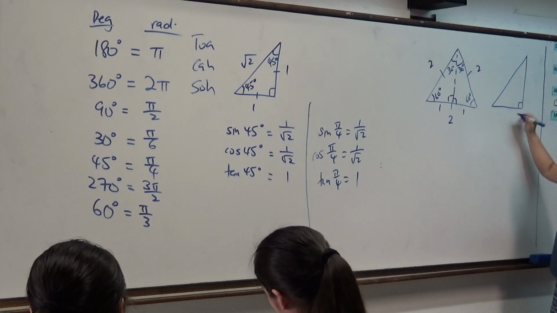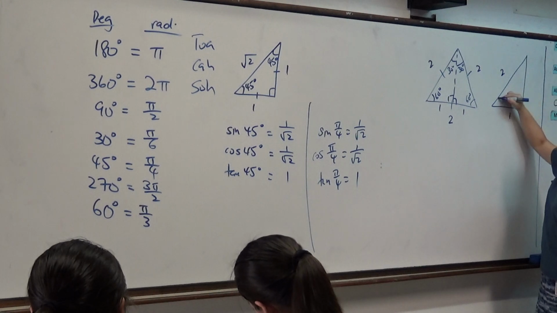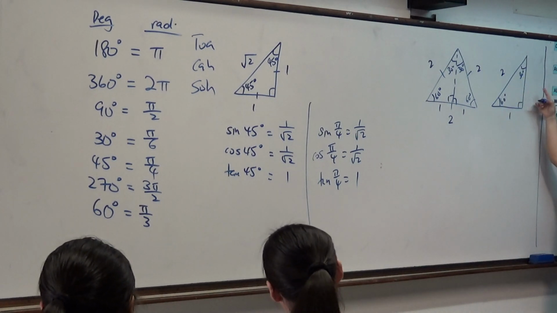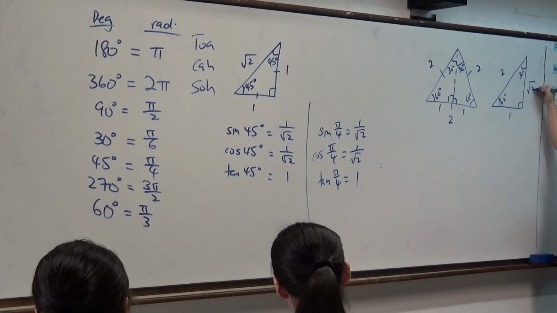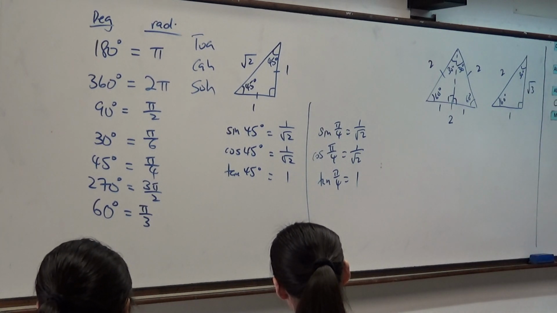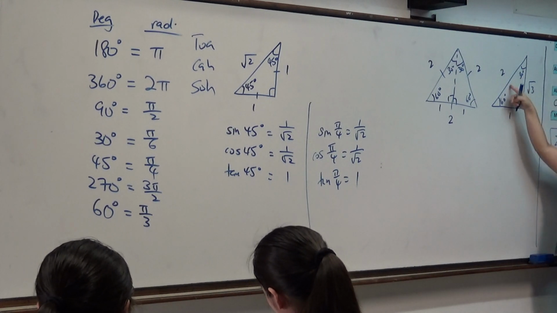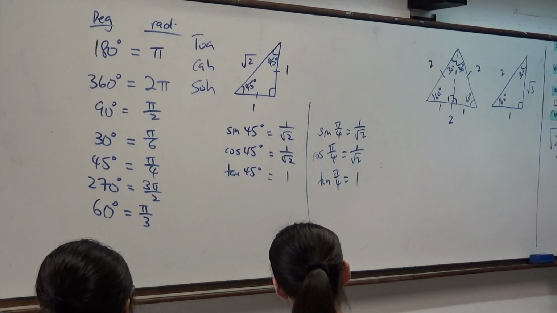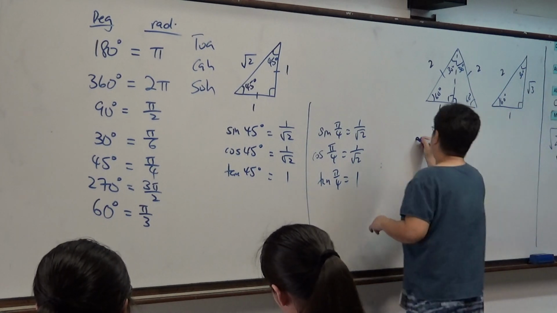I only need to use this one, right? Now, this one will be what? Root 3, right? Remember yesterday we said, how do I get root 3? 2 squared minus 1 squared and square root, right? Minus lah. This is the hypotenuse. Okay, so 4 minus 1, so it's root 3. Everybody okay?